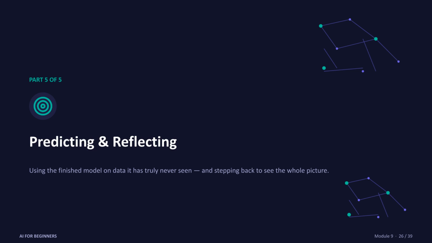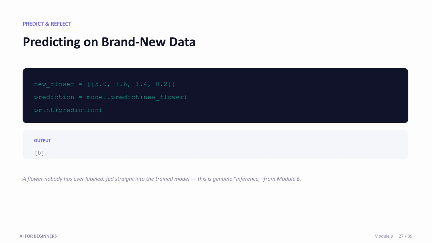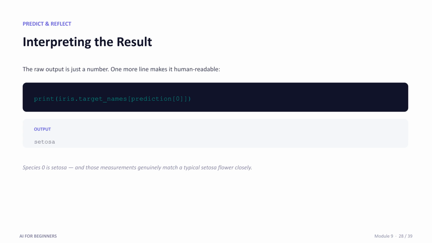Finally, we reach Part 5, predicting and reflecting. It's time to use our finished model on brand new, unseen data and step back to appreciate the full picture. We can feed entirely new measurements into the model to get a prediction. This is the essence of inference, a concept we introduced back in Module 6. The raw output is just a number representing the species, but with one more line of code, we can make it human-readable. In this case, our model successfully identified the flower as a Satoshi.